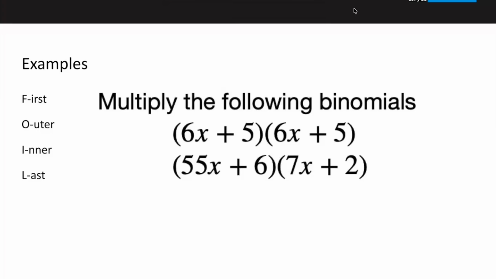Here are a couple examples. Please try them and pause the video. I'll be going over them later.